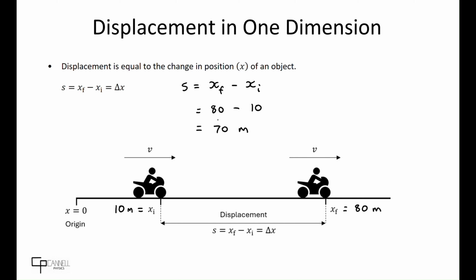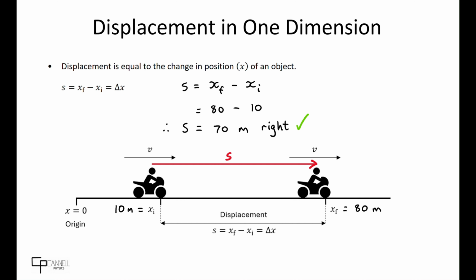But we must not forget that displacement is a vector, so it requires a direction, and that's simply from this initial position on the left to the final position here on the right. So it's going to be a rightwards arrow. Now we can quote the direction for the displacement, which is rightwards.